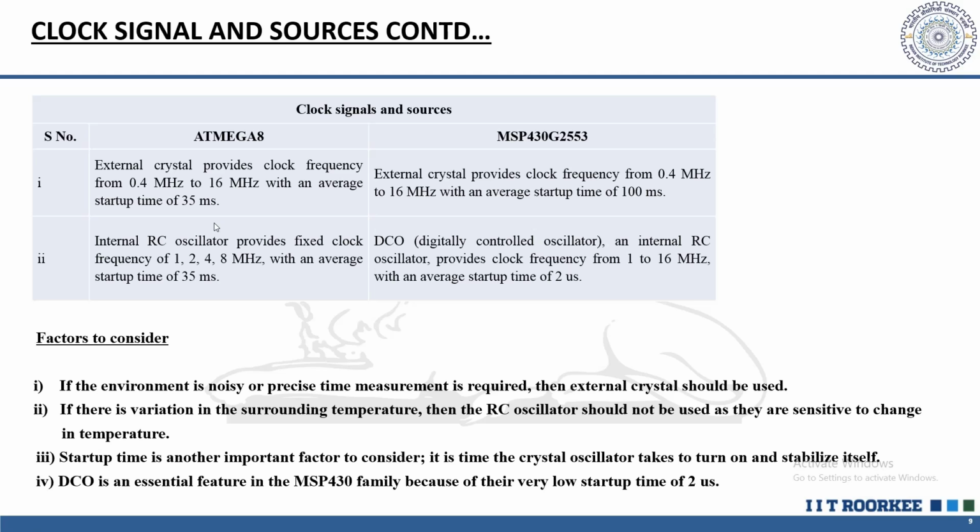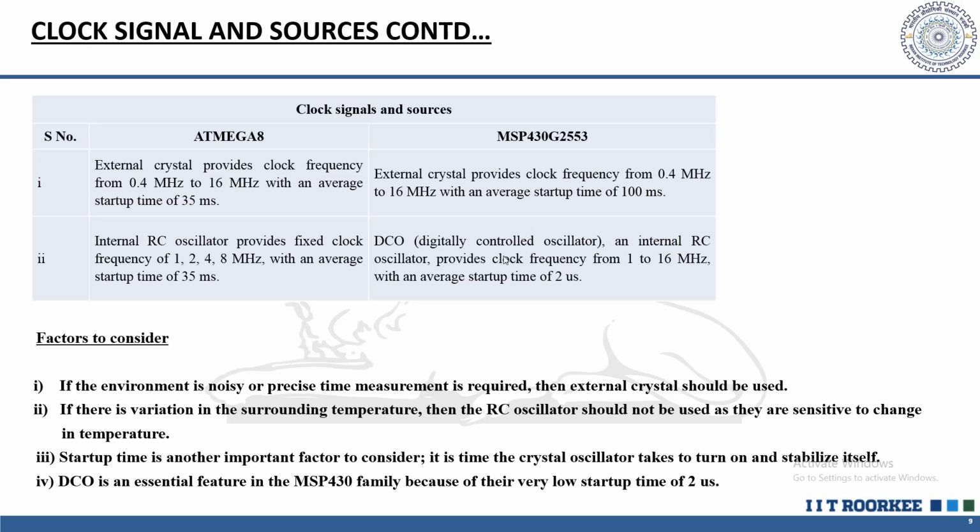An internal RC oscillator provides a fixed clock frequency of 1, 2, 4, 8 megahertz with an average startup time of 35 milliseconds. And the MSP430 provides 1 to 16 megahertz with an average startup time of 2 microseconds. So 2 microseconds is really a short time compared to the other times we have seen. This is a very distinct property of the MSP430, that it has only 2 microseconds of startup time for the DCO.